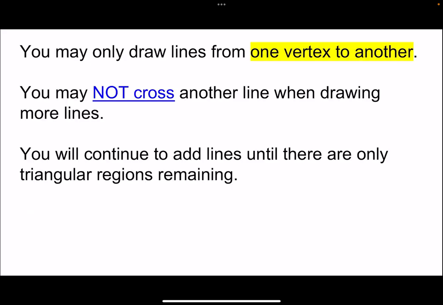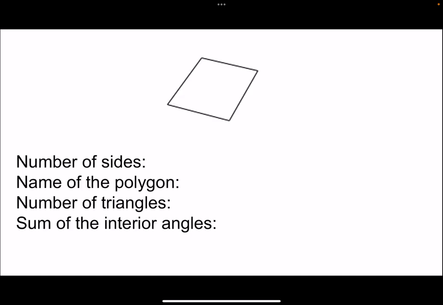So here's what we're going to do. We're going to draw some triangles. You can only draw lines from one vertex to another. You may not cross another line when drawing more lines. No X's. You will continue to add lines until there are only triangular regions remaining. So let's look at how that works.